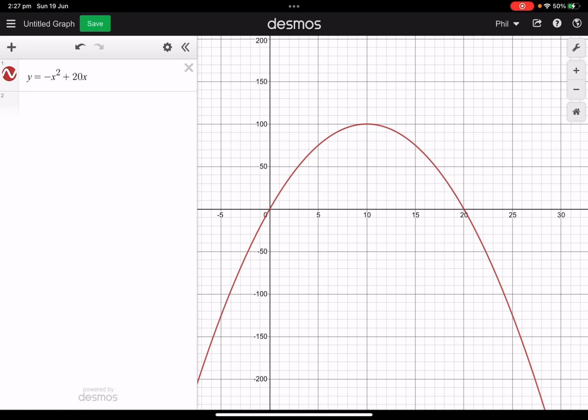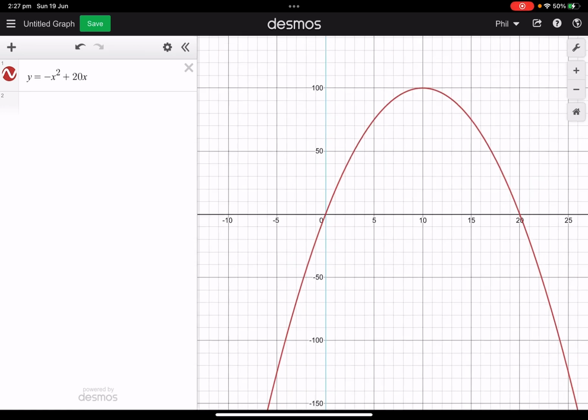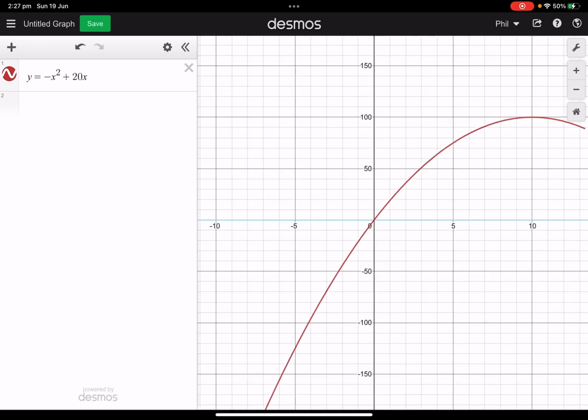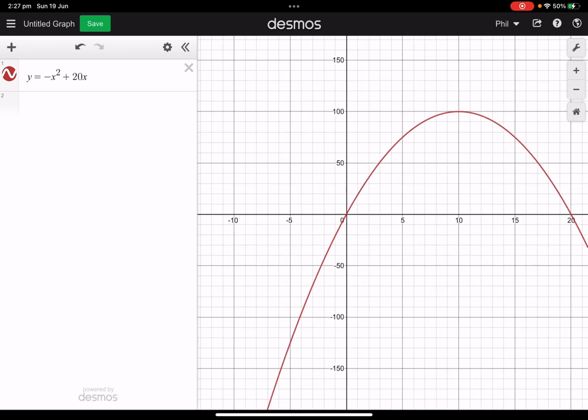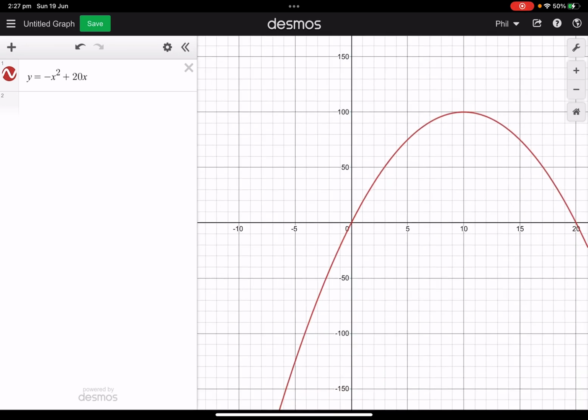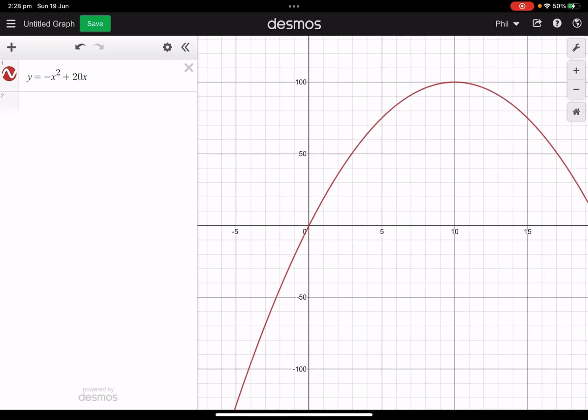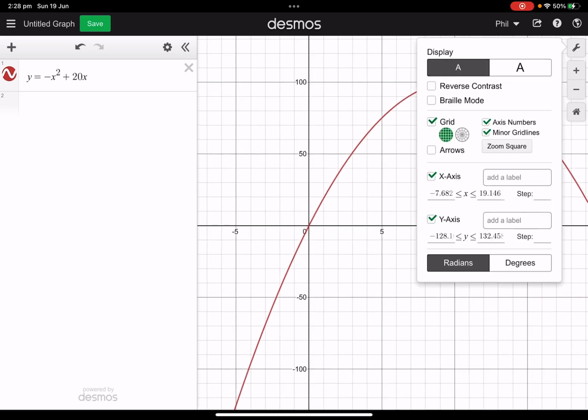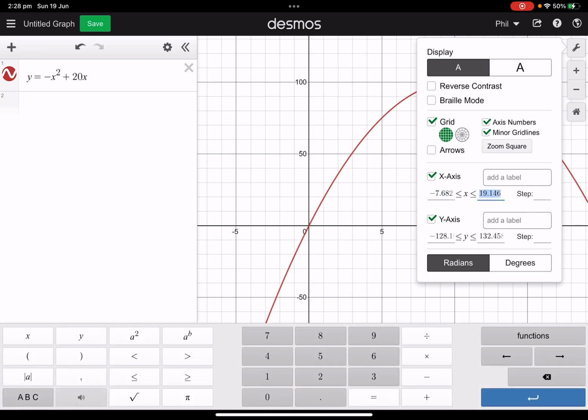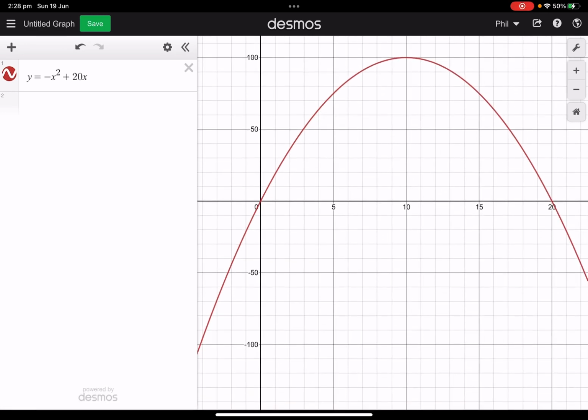Now, if you have the default on the tablet, you can pinch the axes to expand and contract them. But another option is you can go up to the spanner in the corner and set different values for your x and y values. You just need to fiddle around a bit, go a bit bigger and then zoom in and out. But that's what we want to do here.